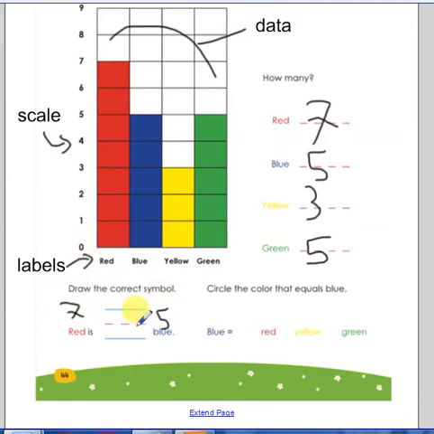7 is bigger than or smaller than 5? Yes, 7 is bigger than. Blue is equal to what? Blue 5 and red is 5? No. Yellow is 5? No. Green is 5? Yes. So it is equal to green. Blue equal green.